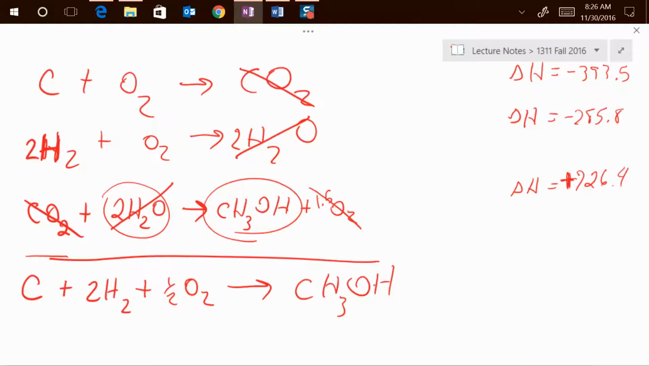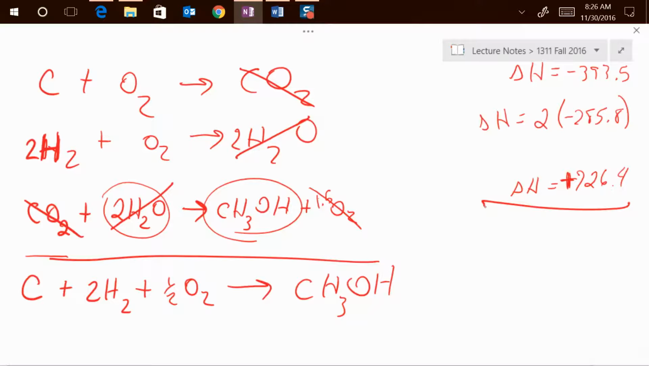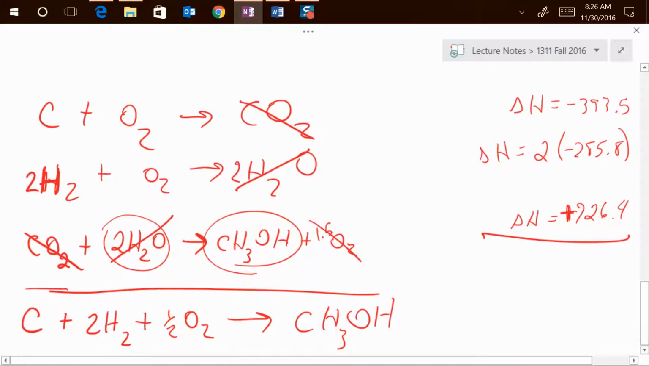So what did I need to do to the delta H of that middle reaction? I need to multiply it by 2, right? It's 2. So I'd have to multiply that by 2. And then this is going to tell me the energy, the delta H of formation of CH3OH. Okay? All right. So you simply add. So those are the 3 ways that I can find delta H's.